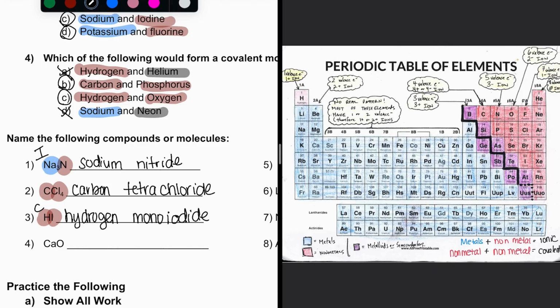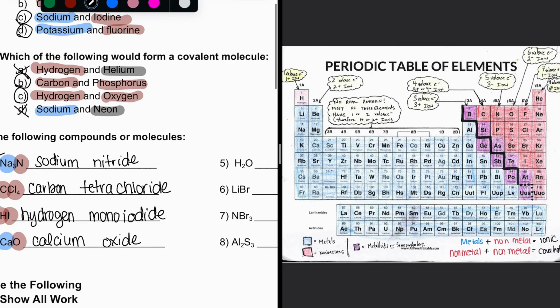All right, my next one, I have calcium is a metal. Oxygen is a nonmetal. So that is an ionic bond. For ionic bonds, I just name both of them and change the ending. So calcium oxide.